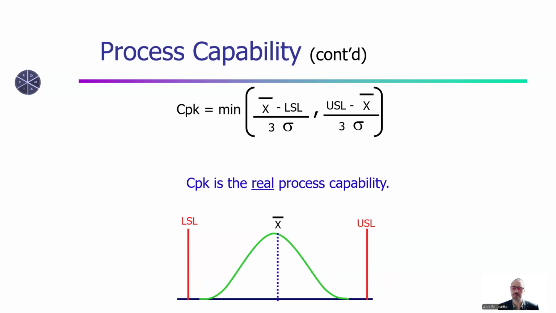So in the Cpk, which is the real process capability, we're trying to see what is the distance between the average and the lower specification limit divided by 3 times the standard deviation. And we do the same thing for the upper specification. Then we take the lowest value, and it gives us an index of how capable we are to meet the customer's specification. And the higher, the better.